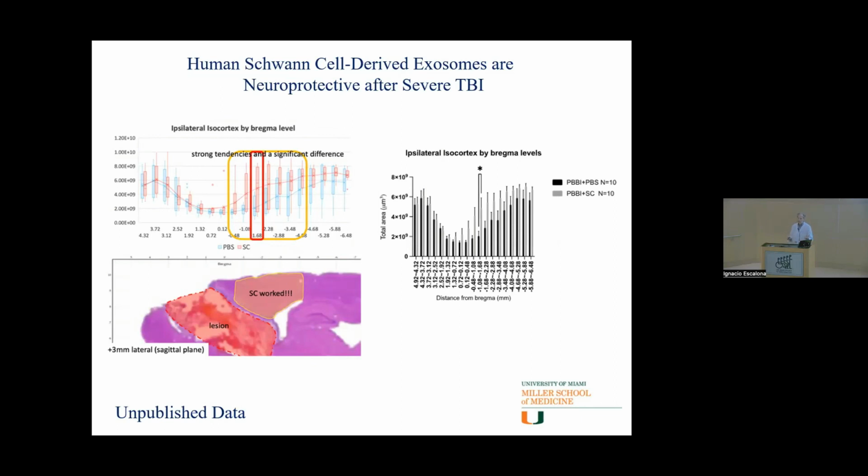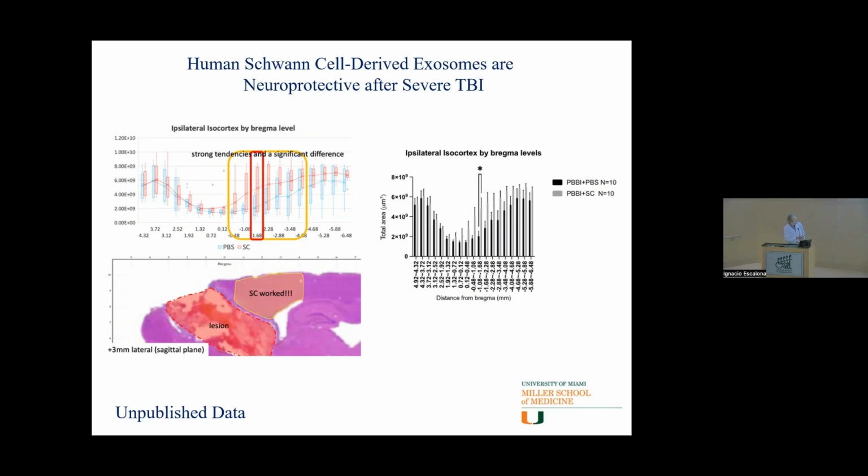This is the penetrating TBI model that Ross Bullock and colleagues brought to the project years ago. And I said, well, if these have any chance of working clinically, we've got to do a really severe injury. And we had a nice Japanese neurosurgeon that worked with us for a year. And these are the data that we show.